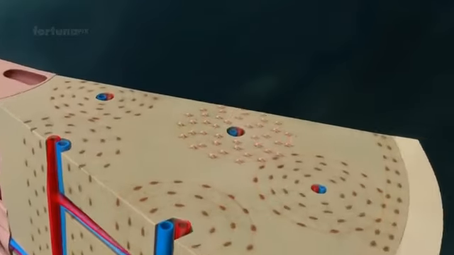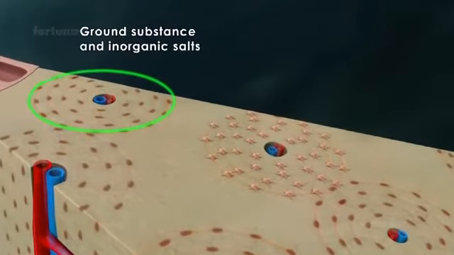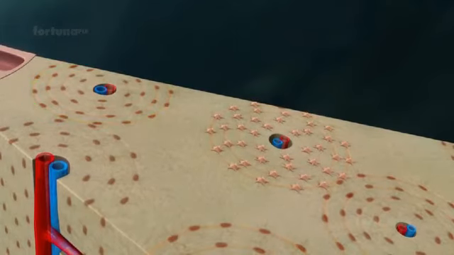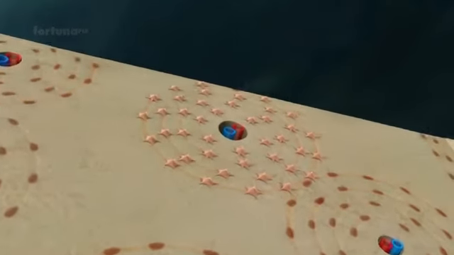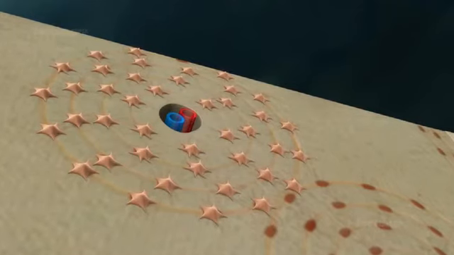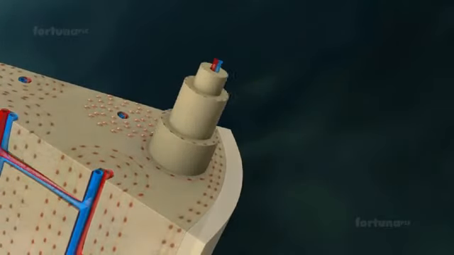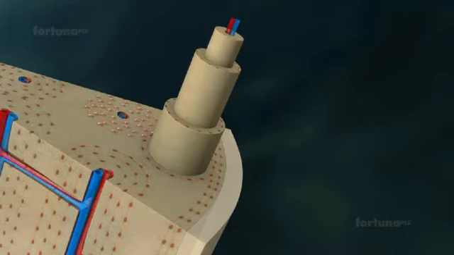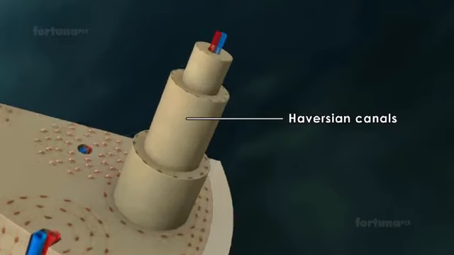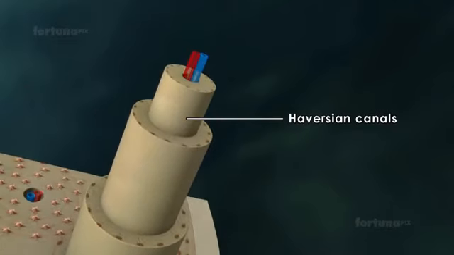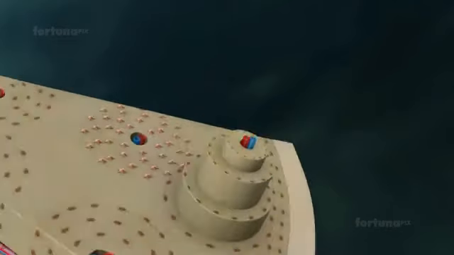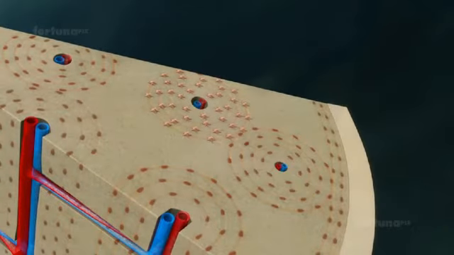This dense layer is filled with organic ground substance and inorganic salts. In between these substances are very tiny spaces that contain the bone cells known as osteocytes. As compact bone matures, it develops a network of interconnecting vascular canals, referred to as Haversian canals, which contain blood vessels that supply nutrients to the osteocytes. The compact bone will surround the Haversian canals in layers known as osteons.